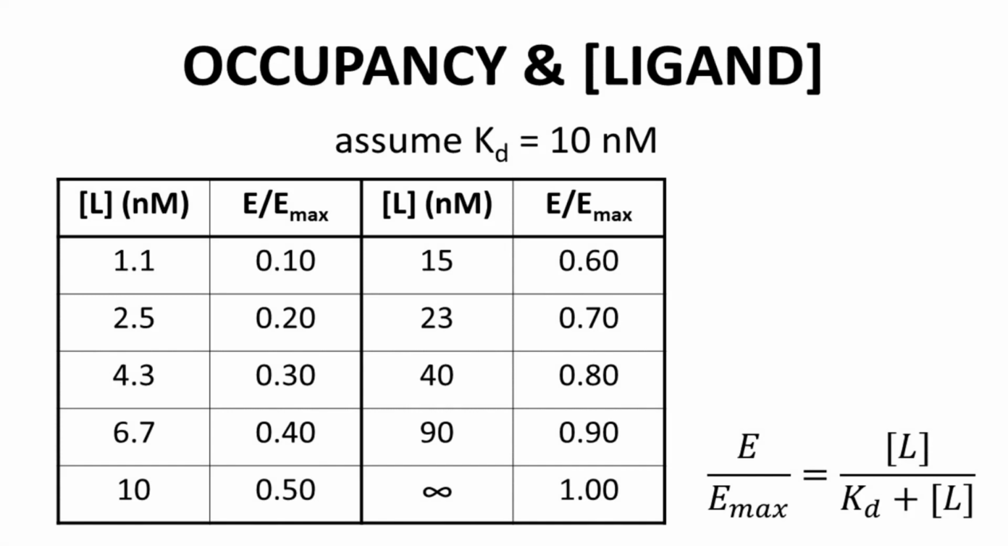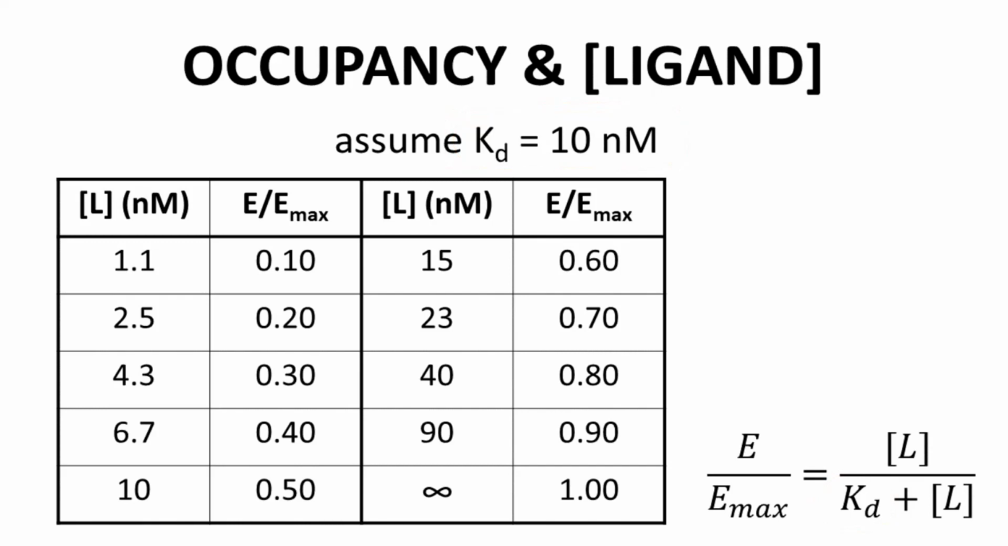Here is a table of ligand concentrations and E over Emax. Emax is the maximal effect. E over Emax is equivalent to the receptor occupancy, based on occupancy theory. To the lower right is an equation that represents the relationship between E over Emax, which is the y-axis value, and ligand concentration, which determines our x-axis as log ligand concentration. We need to know Kd for this discussion. Let's assume that we've experimentally measured Kd as 10 nanomolar.